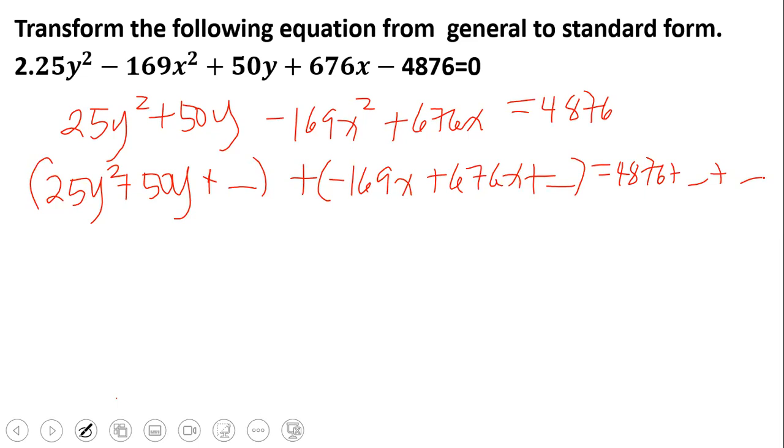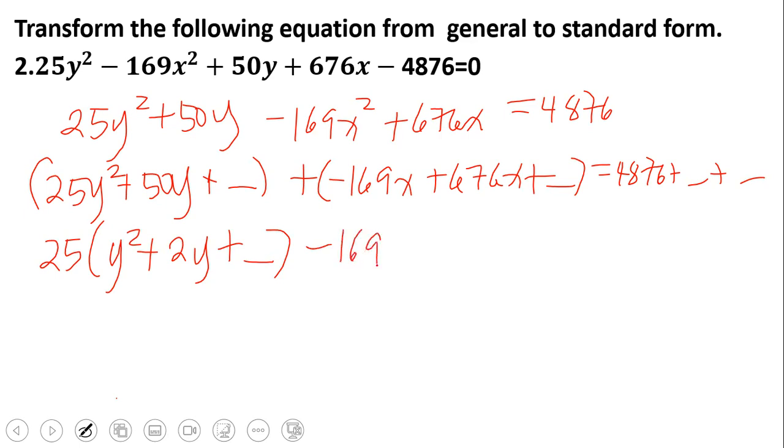So let's complete the square. You also have to factor out 25. So this will become 25 times the quantity y squared plus 2y plus blank, then minus 169 times x squared minus 4x plus blank. Then don't forget the constant on the right side, 4,876 plus blank plus blank.